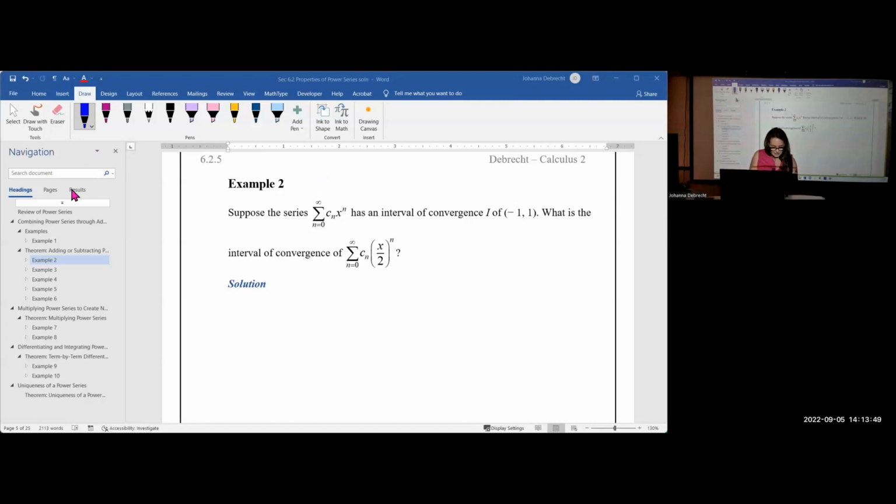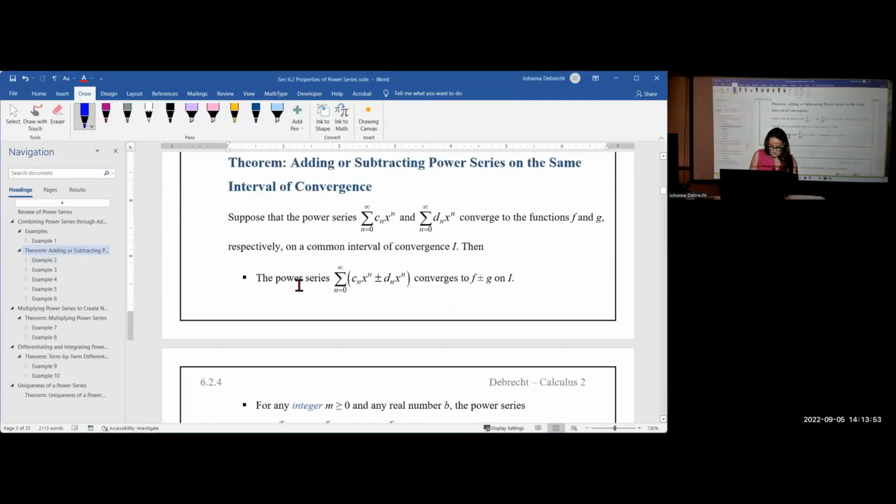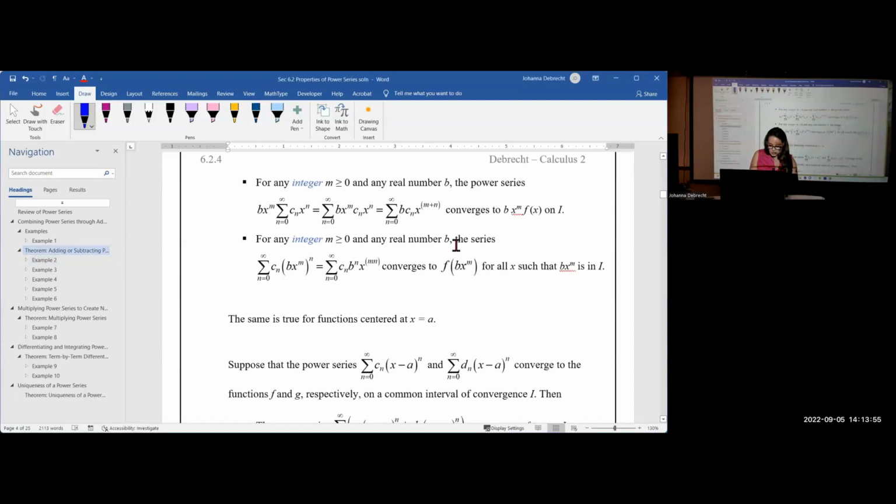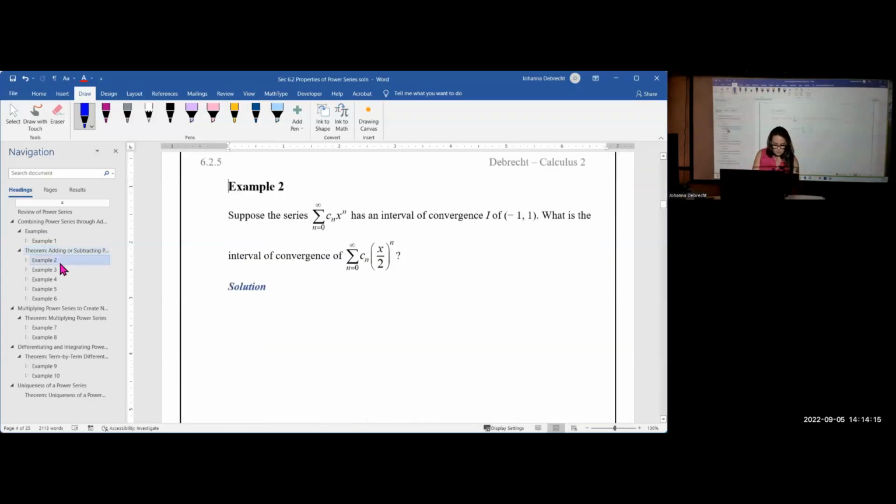So let me find my cursor so I can get back up to the power series. This is the third situation, which you'll see right here. In this particular case, we're substituting some new expression in terms of x into the original power series, and it will converge provided that bx to the m is in I. So how do we apply this when we look at example 2?